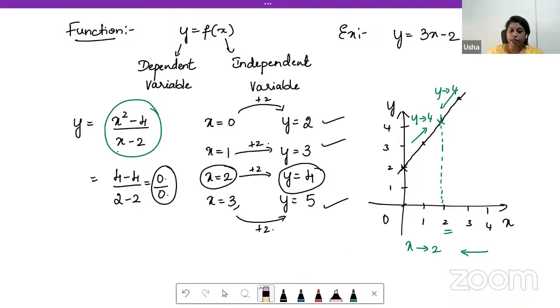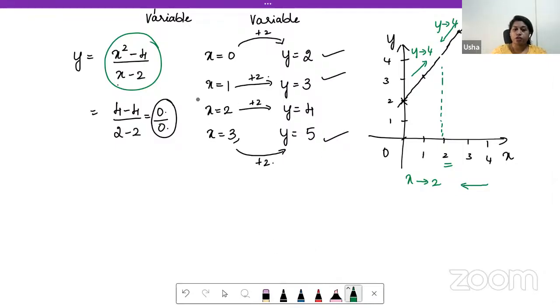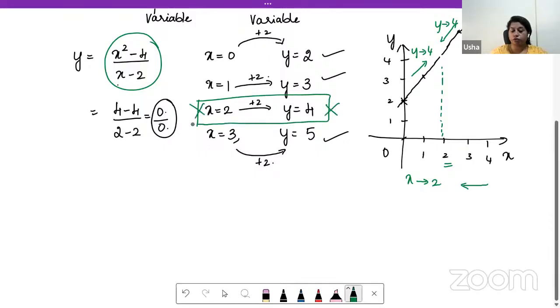But exactly at this point, y does not exist. Exactly at this point, there is a break in the graph. Y does not exist, but it is approaching 4. This is called the limiting value of a function. So here we cannot write like this, because when x is 2, y is not 4, it is not existing. So how do we write?